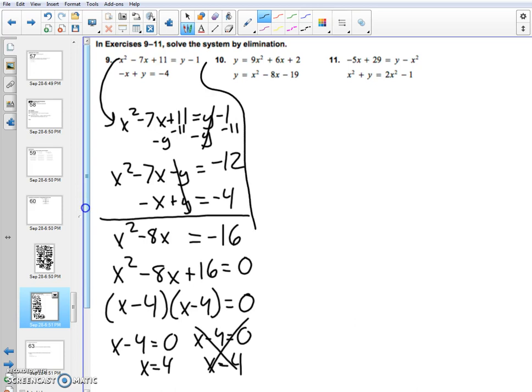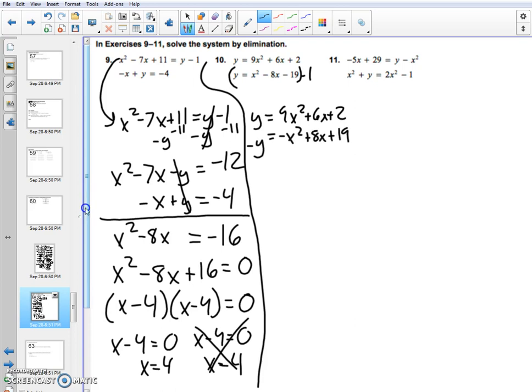All right, let's look at 10 next here. So 10 is already set up very nicely to solve by elimination. The x squareds are lined up, the x's, the constants, and the y's. The only thing is, I don't have anything that's going to cancel out, so I need to do that. So let's go ahead and just rewrite the first equation as it is. For the second equation, I'm going to multiply by a -1. So I would get a -y, so those are going to cancel. So the sign is going to change on everything else as well.